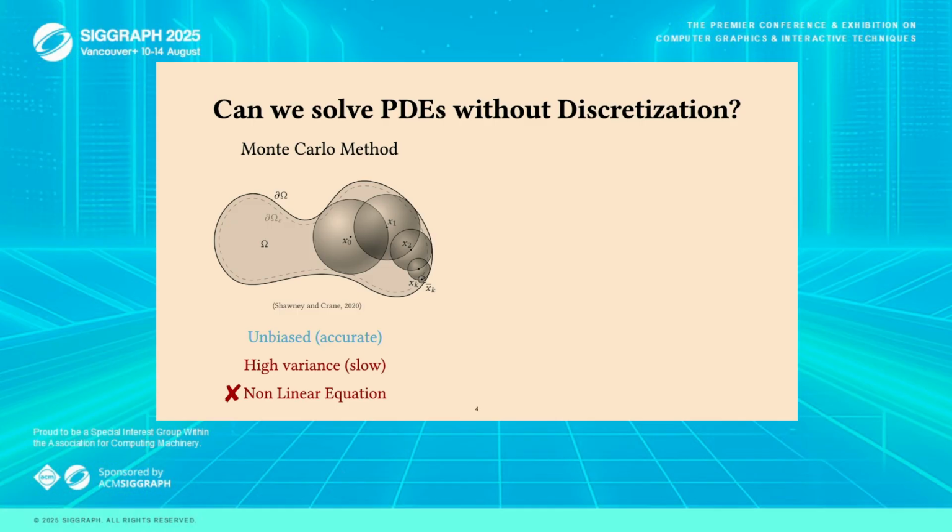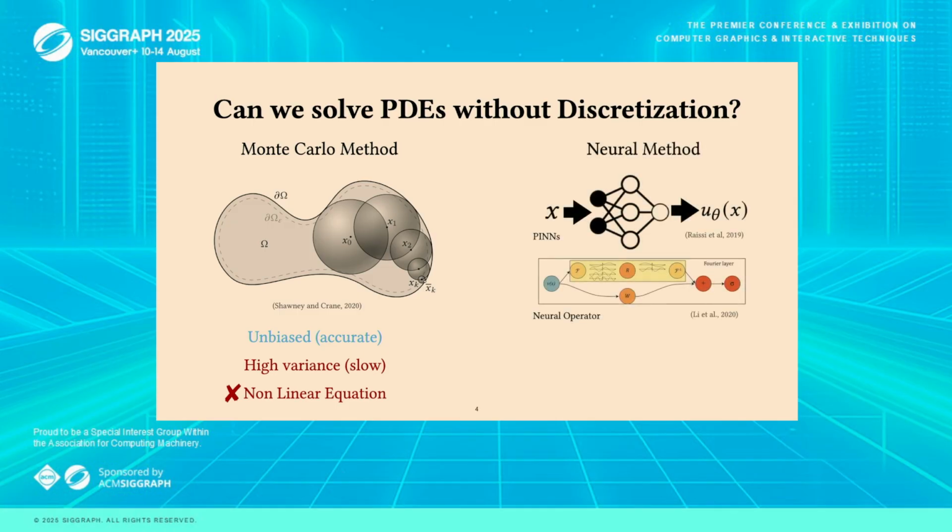Over the last few years, neural methods such as neural operators and PINNs have emerged. PINNs directly approximate a PDE solution by training a neural network to satisfy the equation and boundary condition. Neural operators instead learn a mapping from the problem parameters or forcing terms to the corresponding PDE solution. They're extremely fast at inference and can handle nonlinear equations. However, they're usually biased since it's impossible to enforce the training loss to zero.